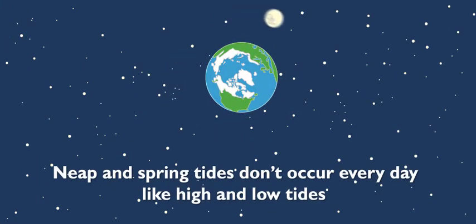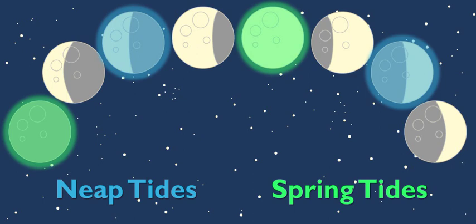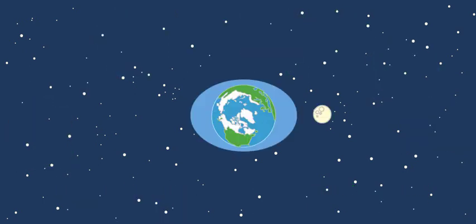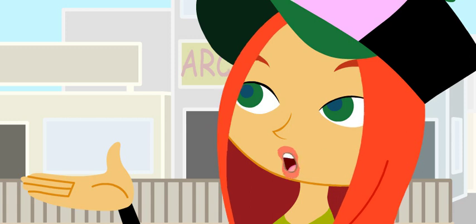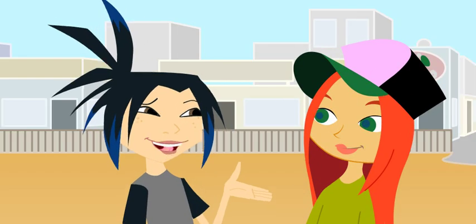Neap and spring tides don't occur every day like high and low tides? Nope. Like high and low tides, neap and spring tides are tied to the moon, but they're not on a daily cycle. There are 2 spring tides and 2 neap tides during every moon cycle, so about 2 a month. Sheesh, there's a ton of info to know about tides. No kidding. Think you got all that?